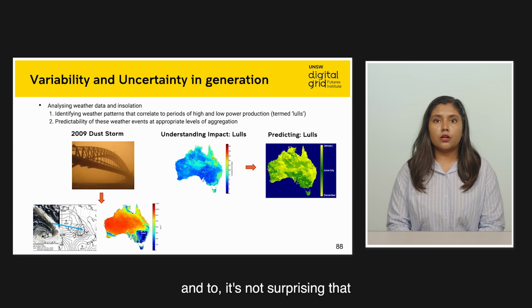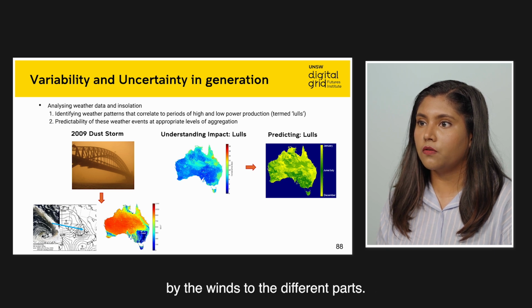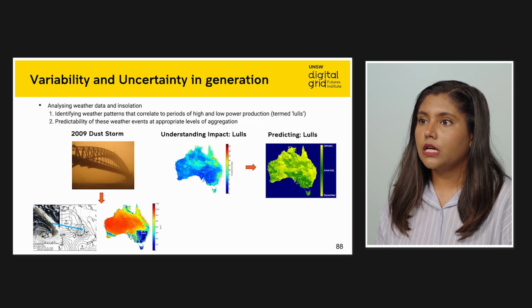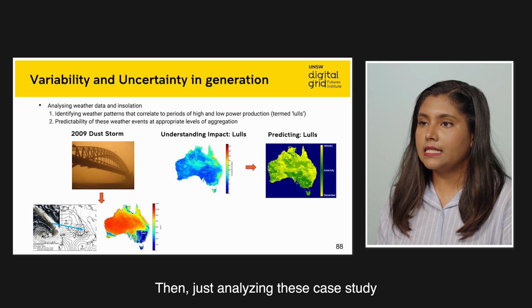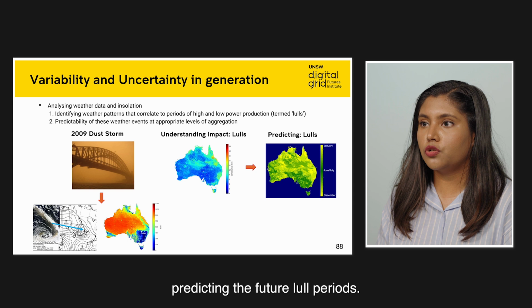And it's not surprising that even though the dust storm was just over Sydney, the impacts were across other different regions. This was because the aerosol or the dust in the atmosphere was transported by the winds to different parts. Then, by analyzing these case study events, we understand whether there are going to be similar meteorological events in the future, and then we use it for predicting the future lull periods.